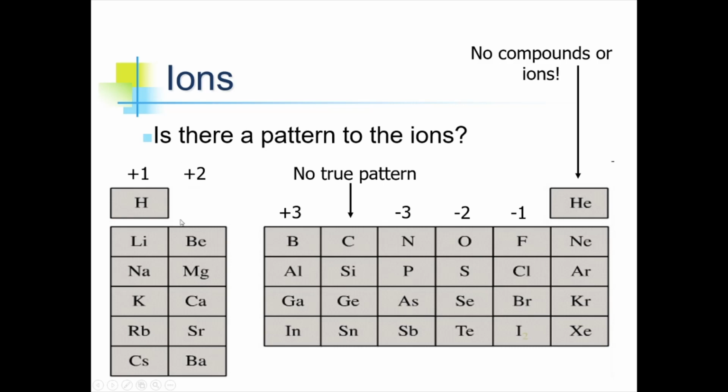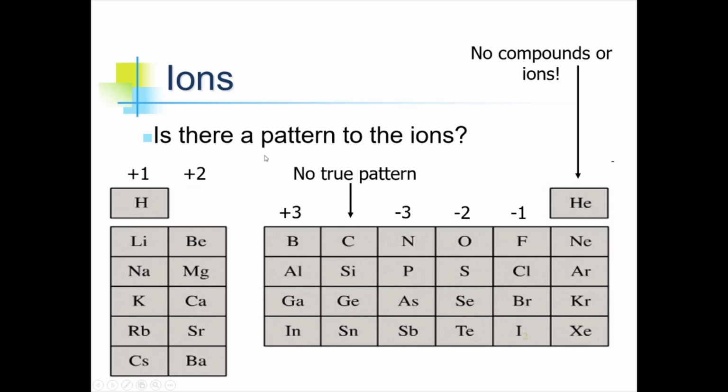So it's +1, +2, +3, no pattern, -3, -2, -1, 0. So that's the pattern for identifying what kind of charge these elements would have if they were to form an ion. Again, normally these elements like to have a charge of 0, but when they do form an ion, that's the charge they're going to be making.